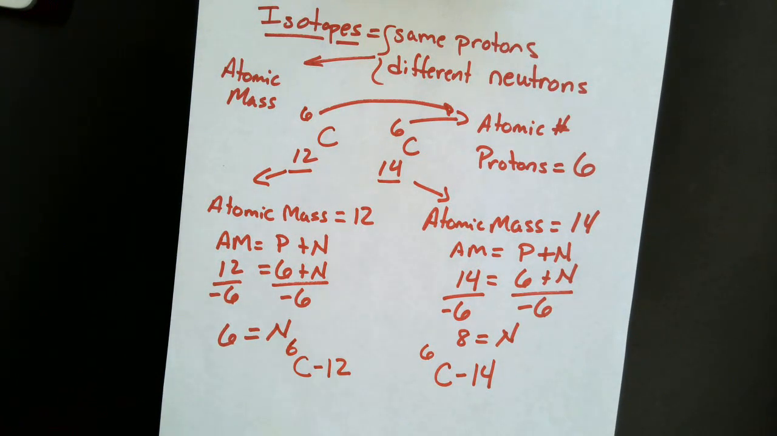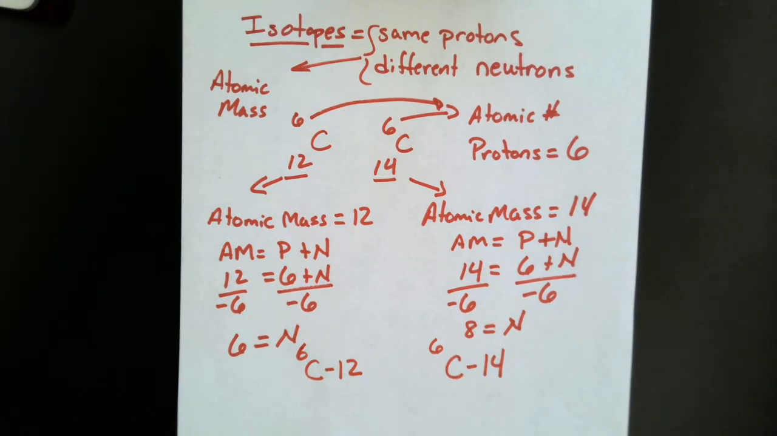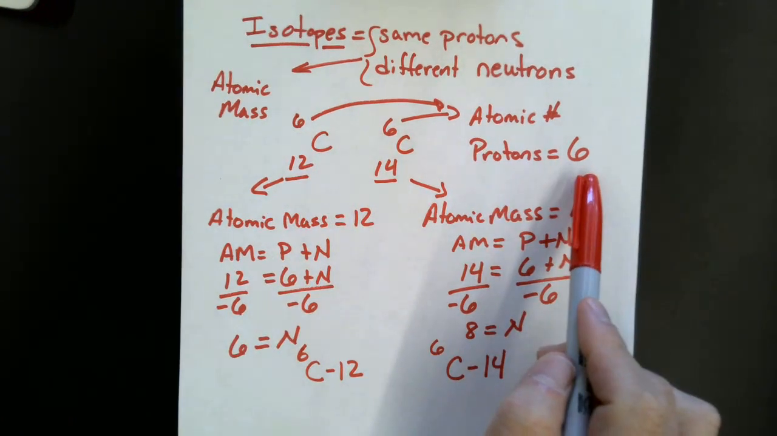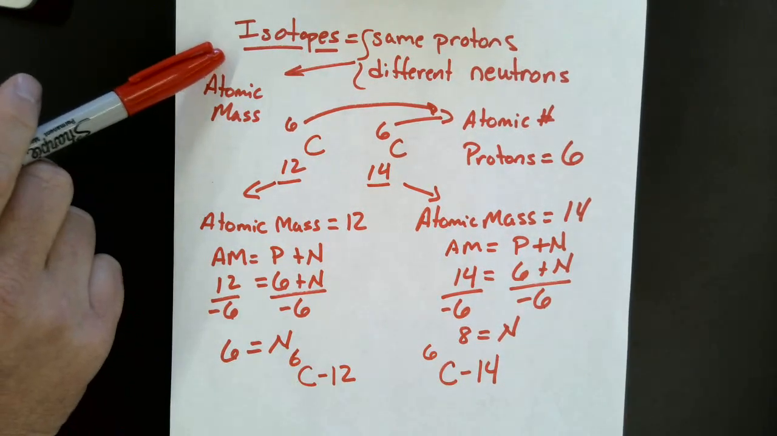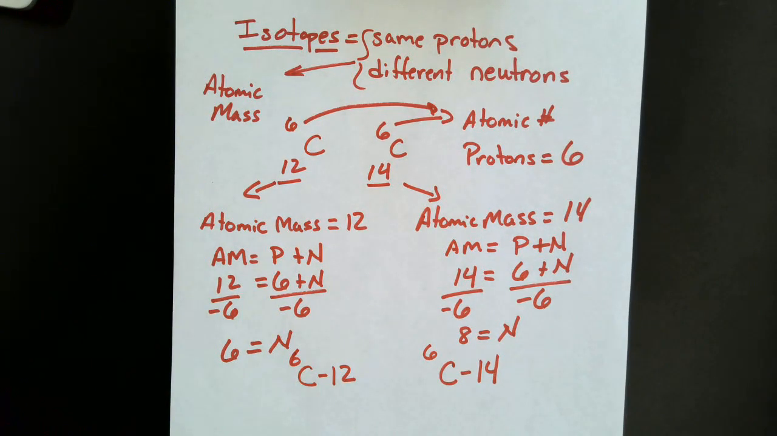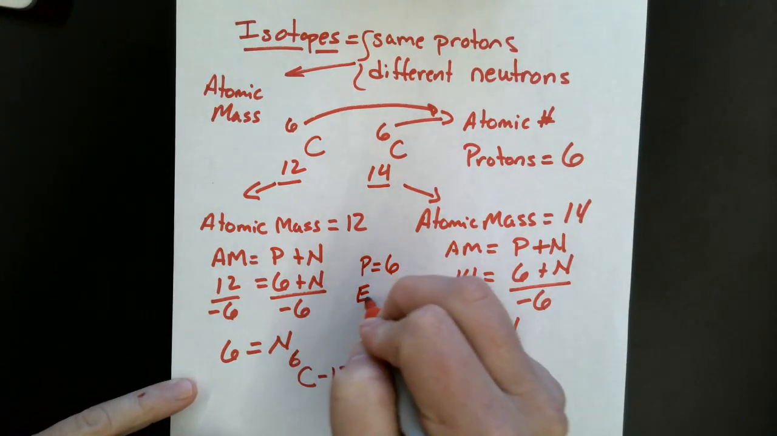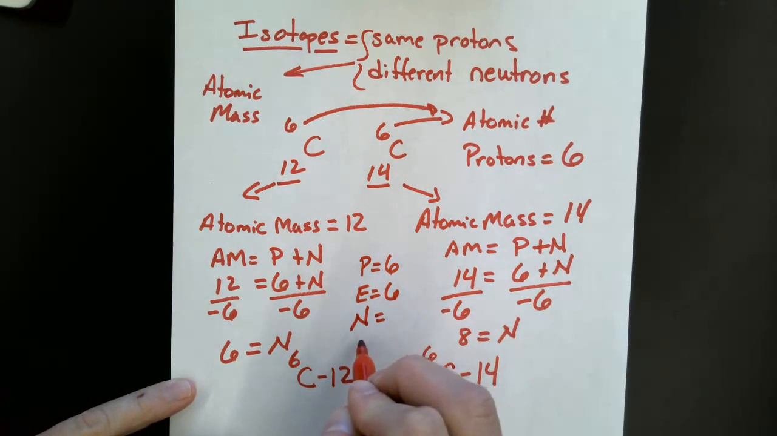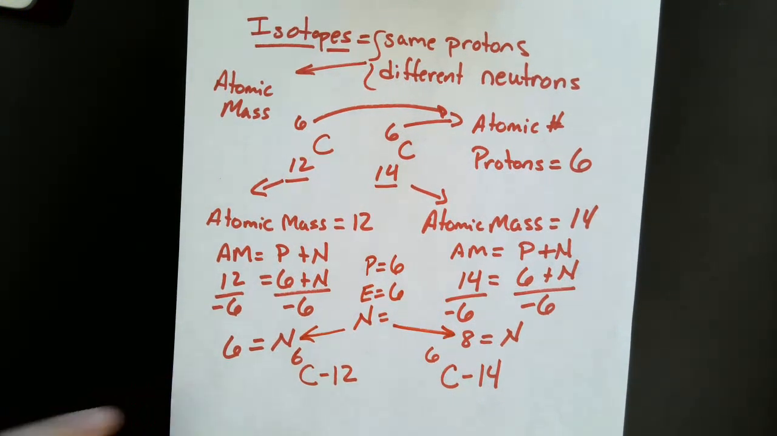Again, just a quick review of how we figure out ions and isotopes and how we can figure out the number of protons, neutrons, and electrons inside of there. Since we have an atomic number of 6, and the atom is going to be neutral because we're not talking about changing the charges in isotopes, it would have 6 protons and 6 electrons, and the number of neutrons would vary based on the atomic mass.